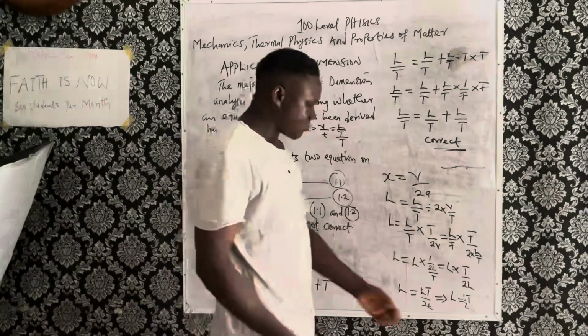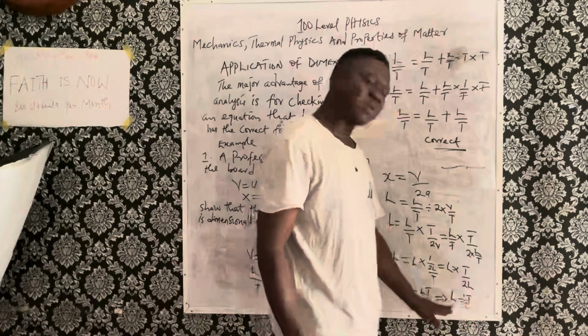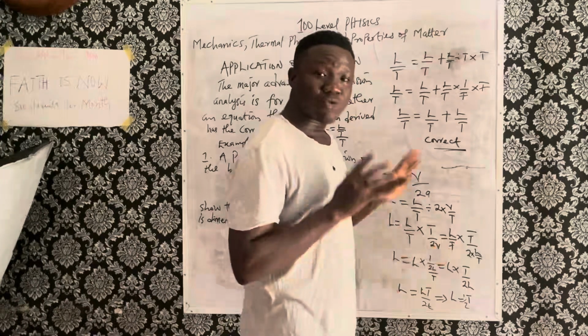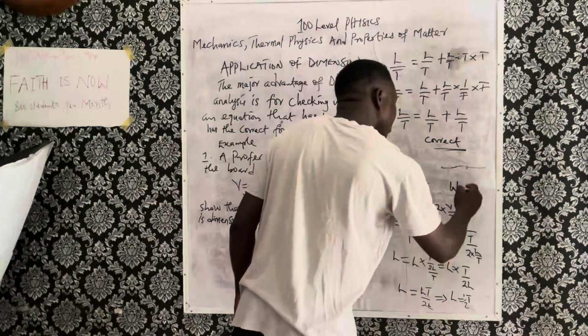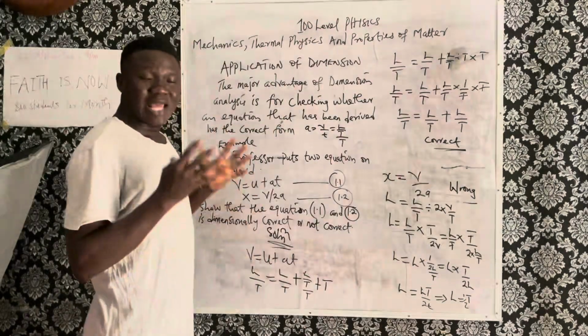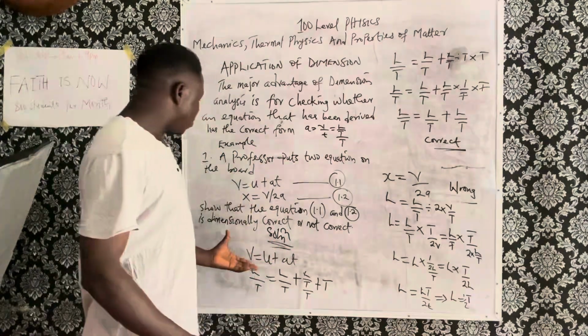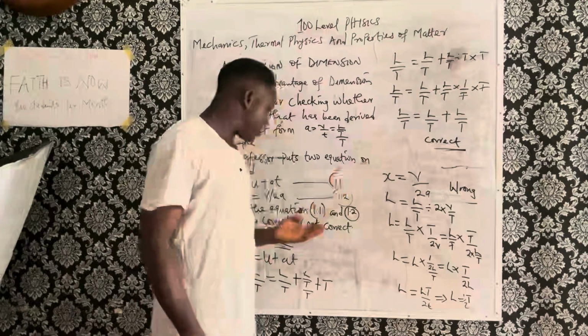Now you see that L is positive. We know time is different from length. So this shows that they are dimensionally wrong. Okay? So it means this is wrong. Now this is how to prove if any equation is actually correct. So this shows that this first equation is correct.